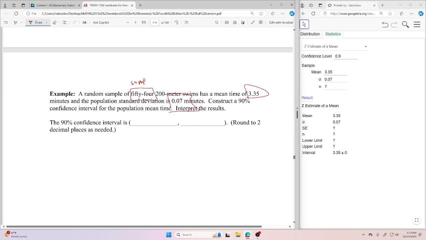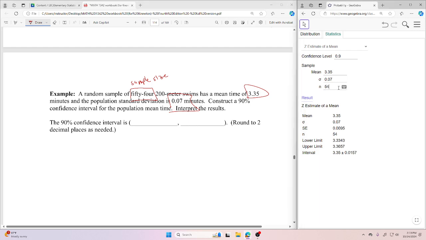The 200 is just a name in a way. It's the 200-meter swim, blah, blah, blah, right? But it's 54 people swimming. Okay, there we go. Lower and upper, and we're done. 3.334, 3.366. It said 2 decimals, but you know, I'm fighting it right here. You want 2 decimals? I'll give you 3. Take it.